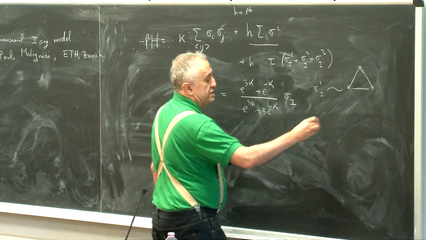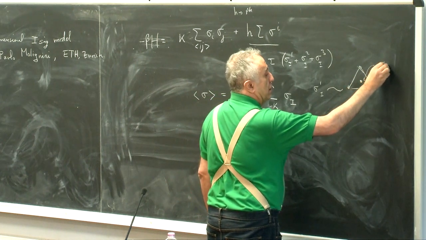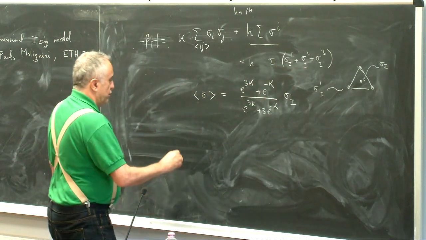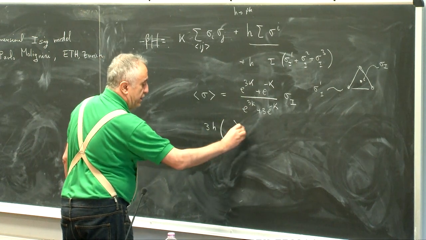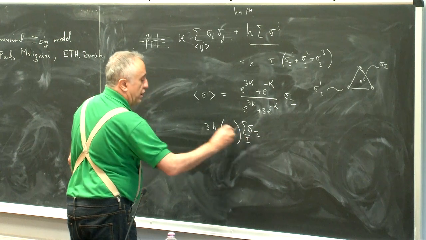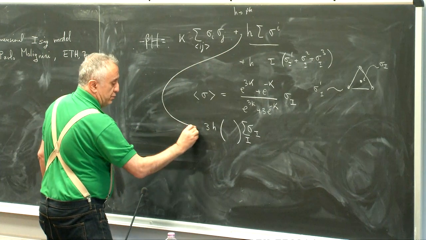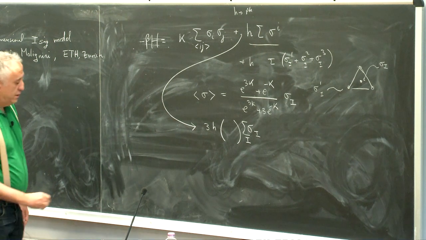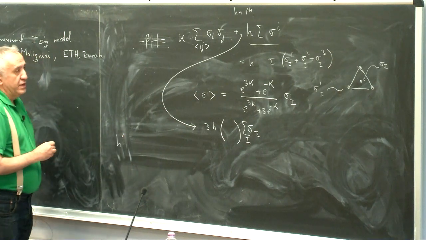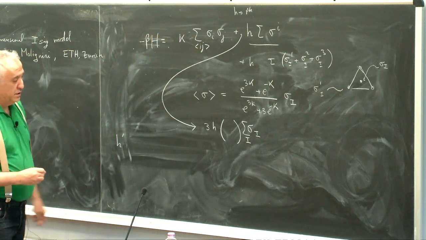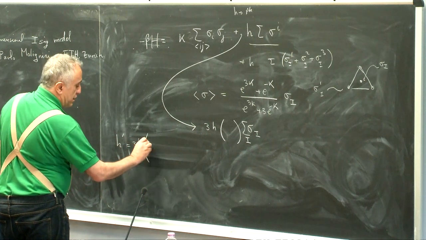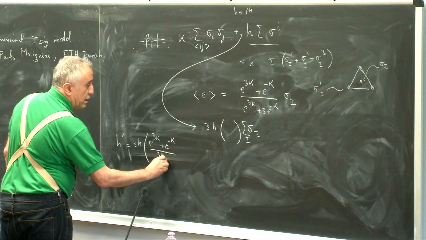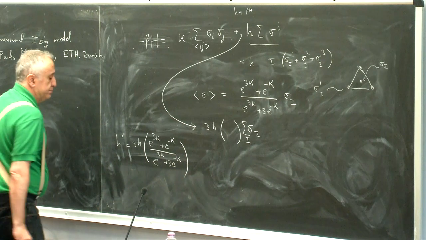Times sigma I being the spin which sits here. But there are three of them, so it is 3H, this guy, sigma I, sum over I. This term becomes that. So I can easily find that H prime. H prime, H after renormalization, is equal to 3H times e to the 3K plus e to the minus K plus 3e.